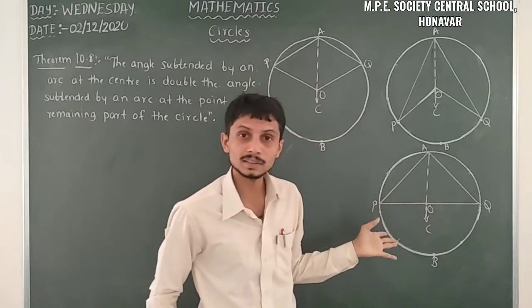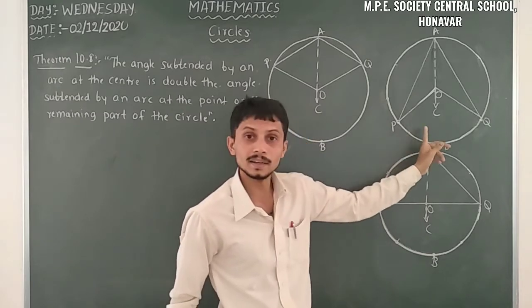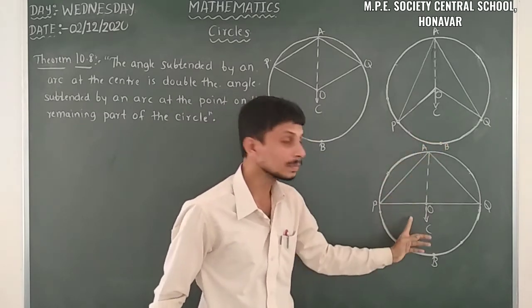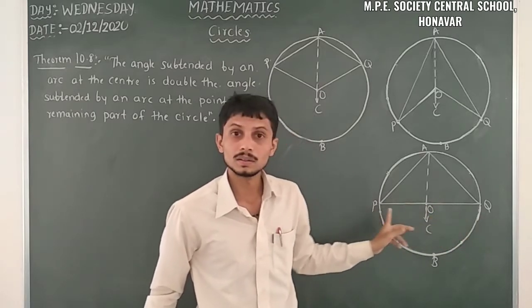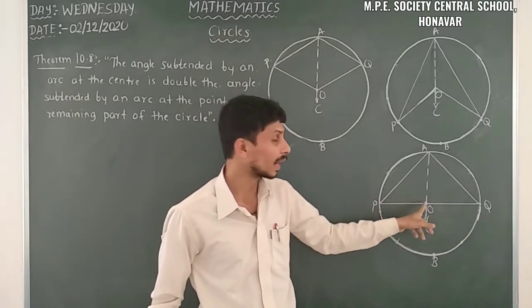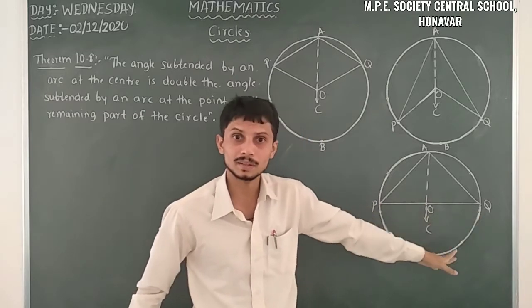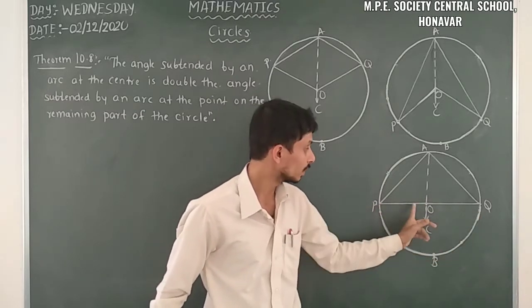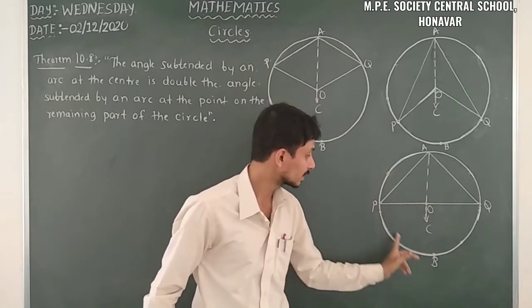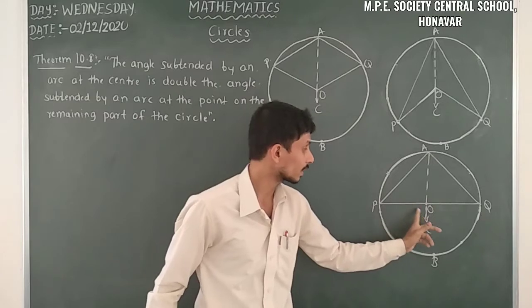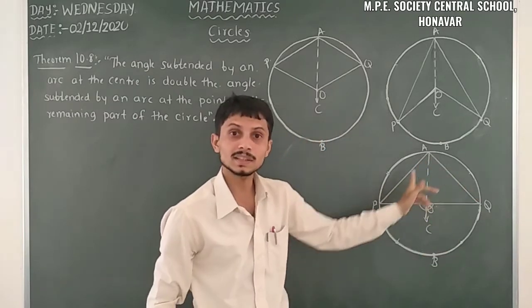And here we have taken the same thing. Here it is a minor arc. It's a semicircle, already we know that one. It's the angle subtended by an arc at the center, but the line is a diameter, so this one is the semicircle. So this is the angle subtended by the same arc PBQ at the center. This angle is equal to 2 times this angle, which is on the remaining part of the circle.